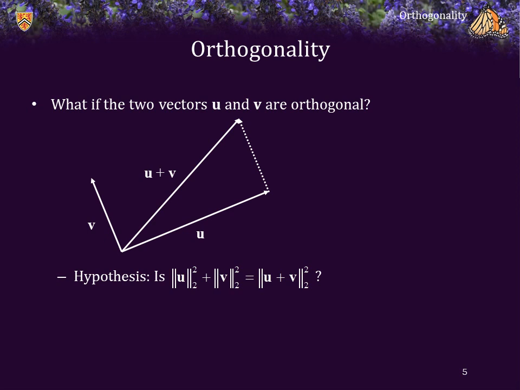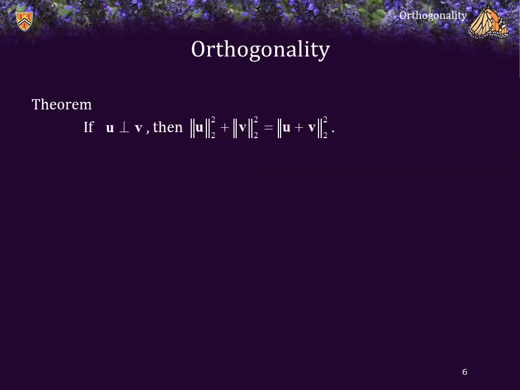Well, that sounds like a theorem. Theorem. If u is perpendicular to v, that is, the inner product of u and v is equal to 0, then the norm of u squared plus the norm of v squared is equal to the norm of u plus v squared.